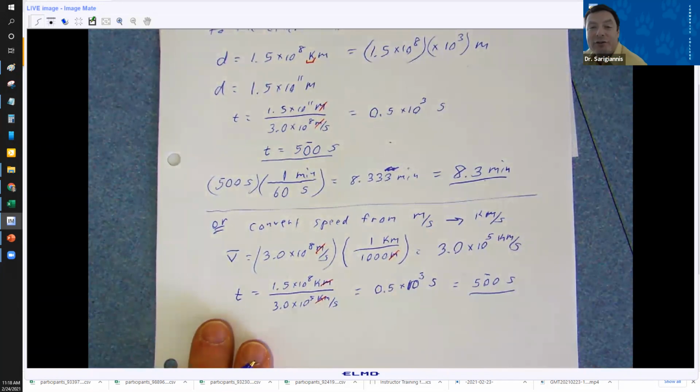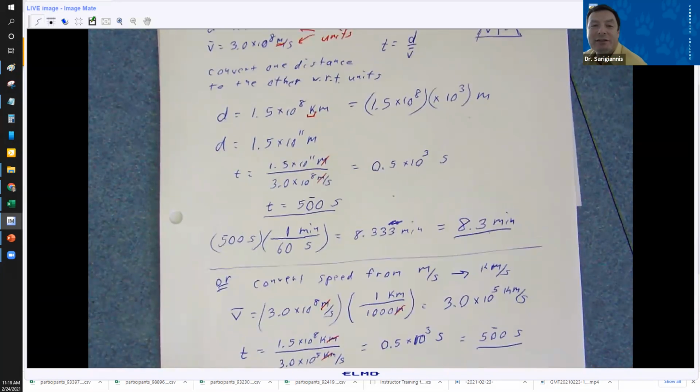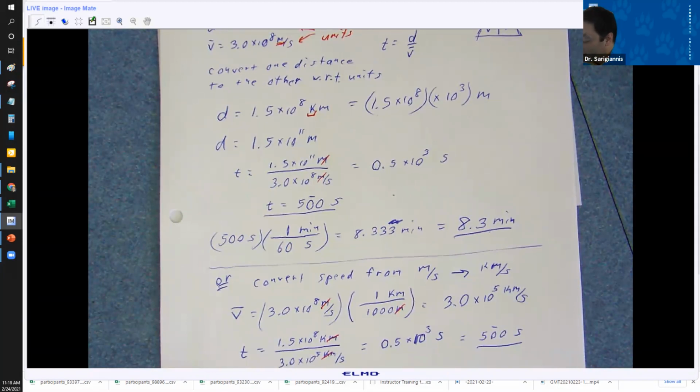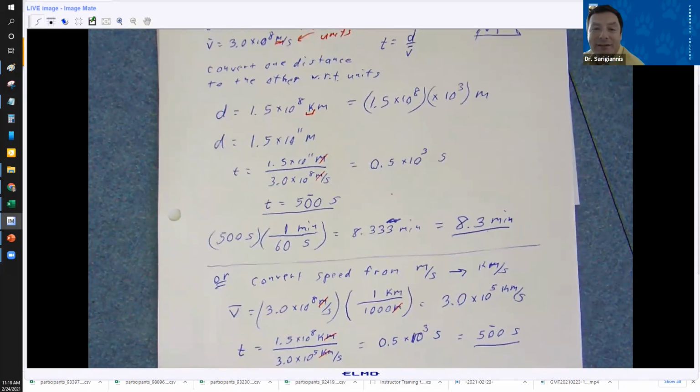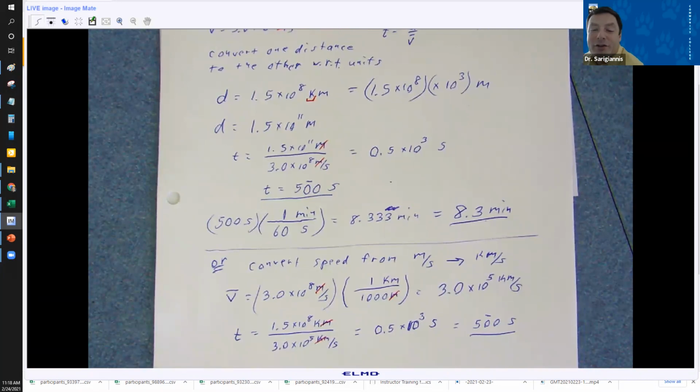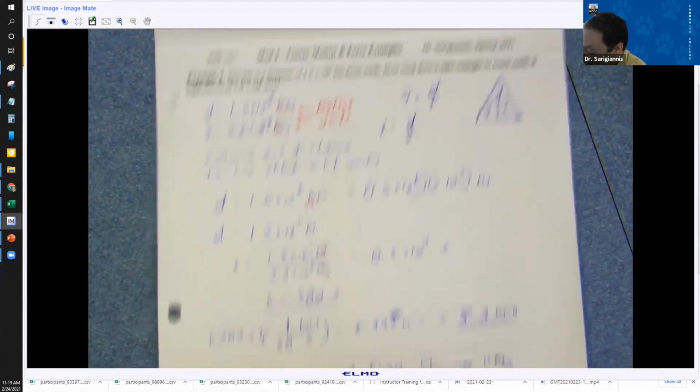So this is just showing you can do this either way. You can convert the distance from kilometers to meters, like we did on top, or we can convert the speed from meters per second to kilometers per second. And either way, you should get the same answer. Any questions about this problem here? As usual, the more in depth you get, the more ways there are to do something sometimes. All right.